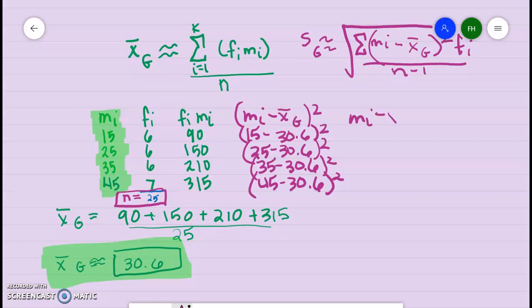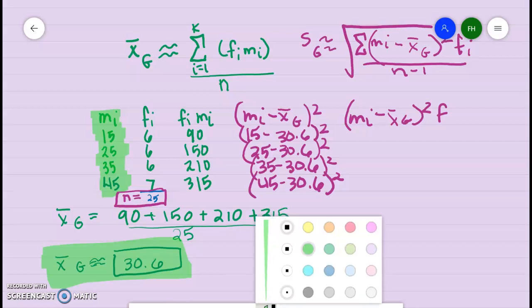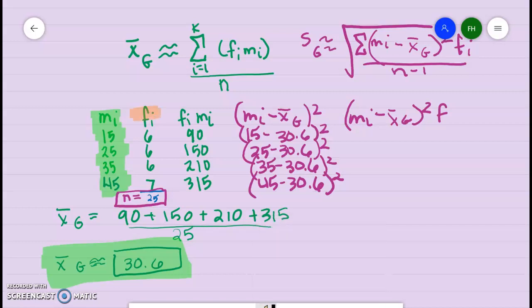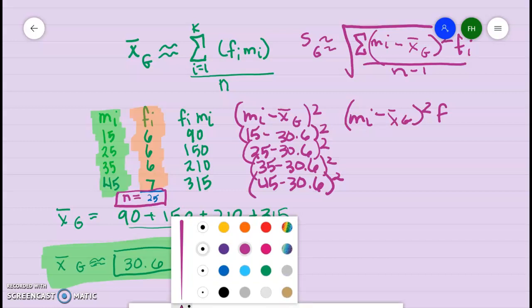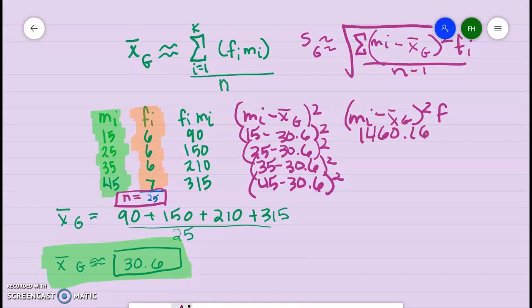Then whatever number you get when you square it, you're going to multiply by your frequency. Our frequency column is right here. When we put 15 minus 30.6 in our calculator and square it, we get 243.36. Now take 243.36 and multiply by your frequency of 6. When you do that, you get 1460.16.